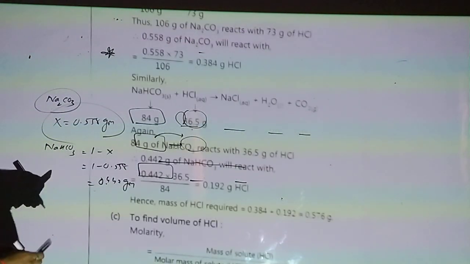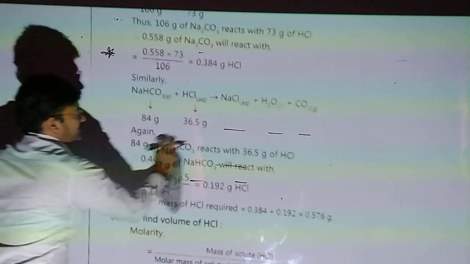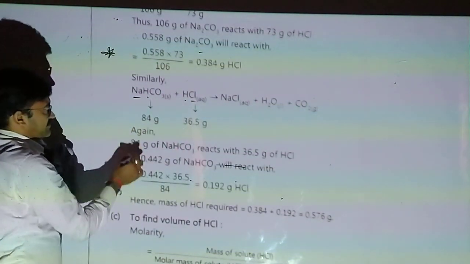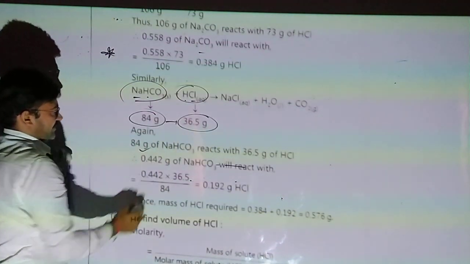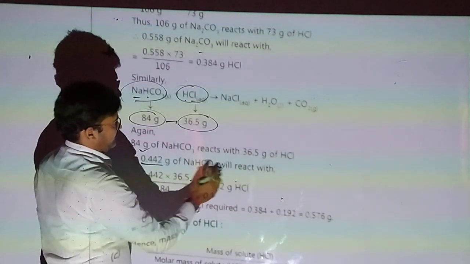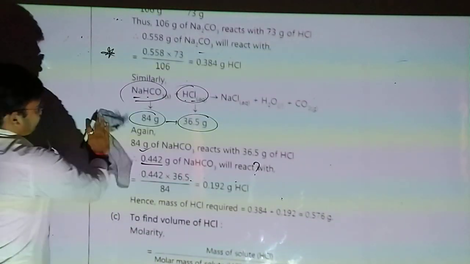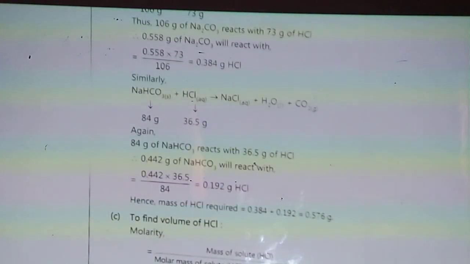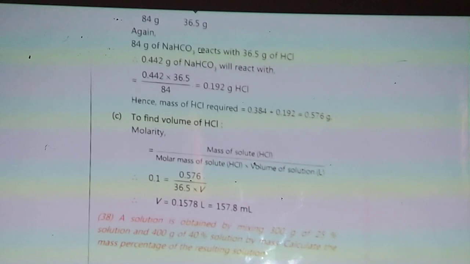Similarly, sodium bicarbonate reacting with HCl. So 1 mole NaCl, 1 mole water, this equation is balanced. The 1 mole is 84, 1 mole HCl is 36.5, so 84 gram reacts with 36.5 gram of HCl. So for 0.442 gram, how much HCl is needed? 0.192. So total mass of the HCl required for both the components' neutralization is 0.384 plus 0.192, which is 0.576.